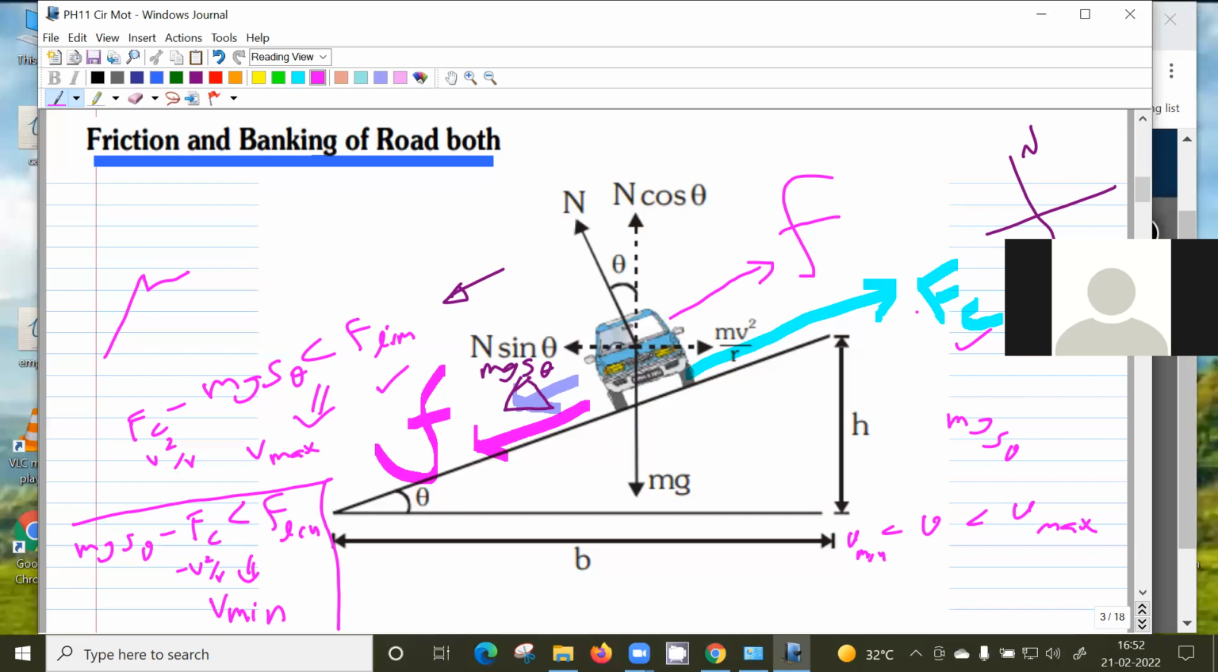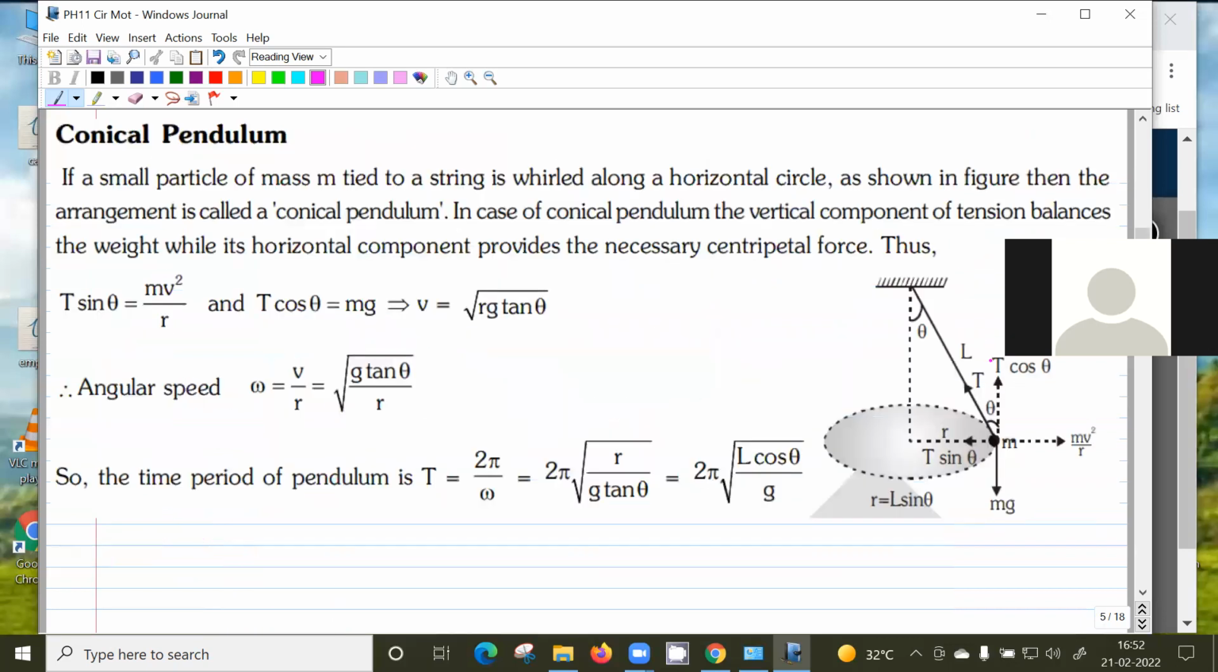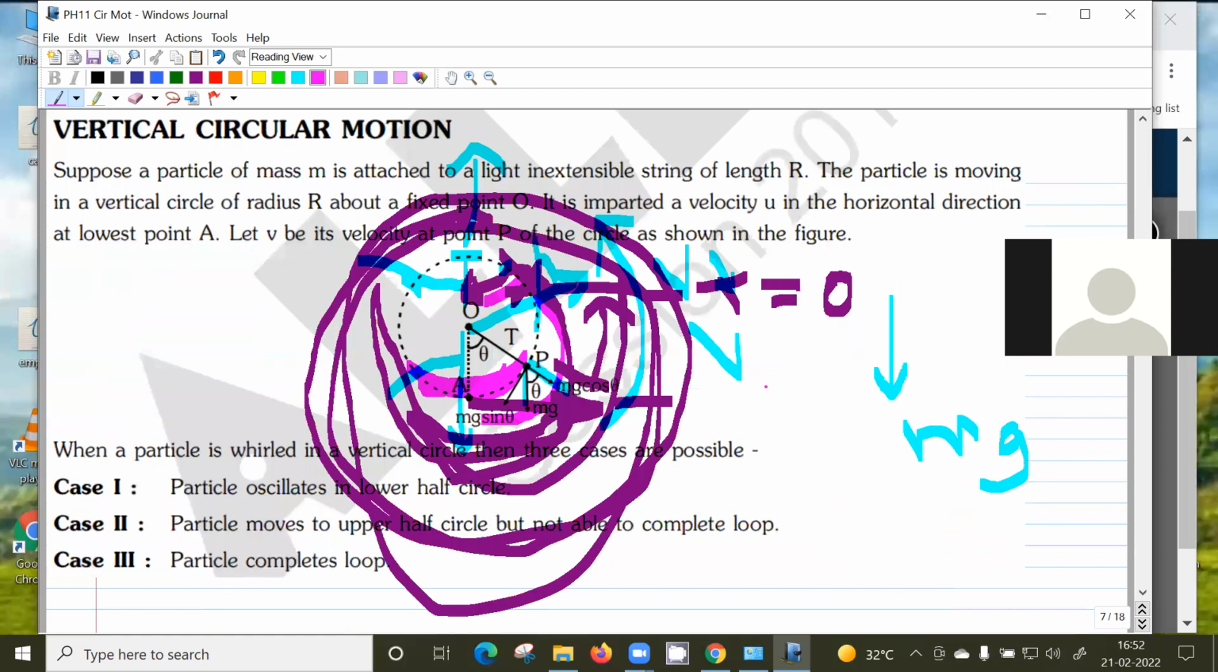So as far as circular motion is concerned, this is one complicated concept. And this conical pendulum, it's a horizontal motion, and once theta is fixed, it's a uniform circular motion, and tension is constant. And this vertical solution, there are three cases.